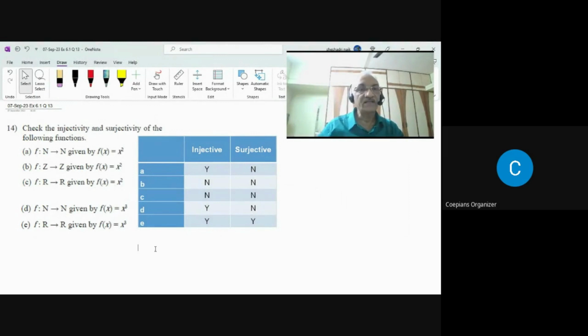Check the injectivity and surjectivity of the following functions. There are 5 sub-questions here. In the first 3 sub-questions, the function is the same, which is f of x is equal to x square, but the domain and codomains are different. And the last two, the function is the same, which is f of x is equal to x cube. Again, the domain and codomain given are different.